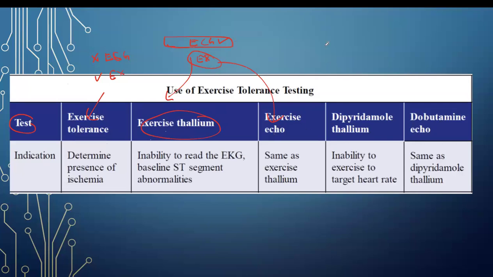All right, but let's say your patient cannot exercise. In that case, you would go for a chemical thallium scan or chemical echocardiogram. And for echo, we use dobutamine. For thallium, we use dipyridamole. Does it make sense, guys, now?